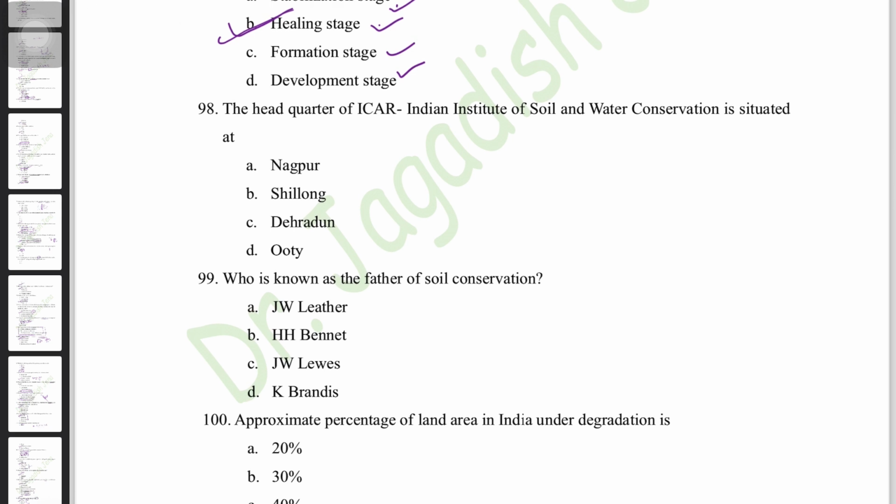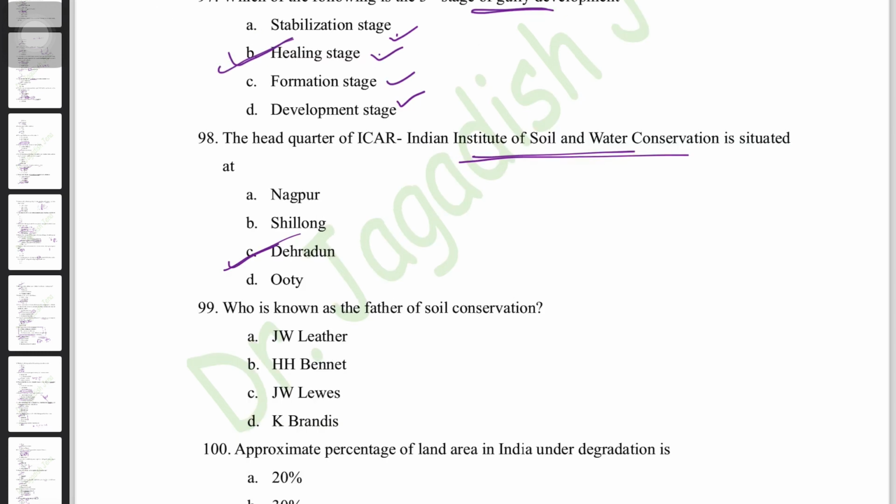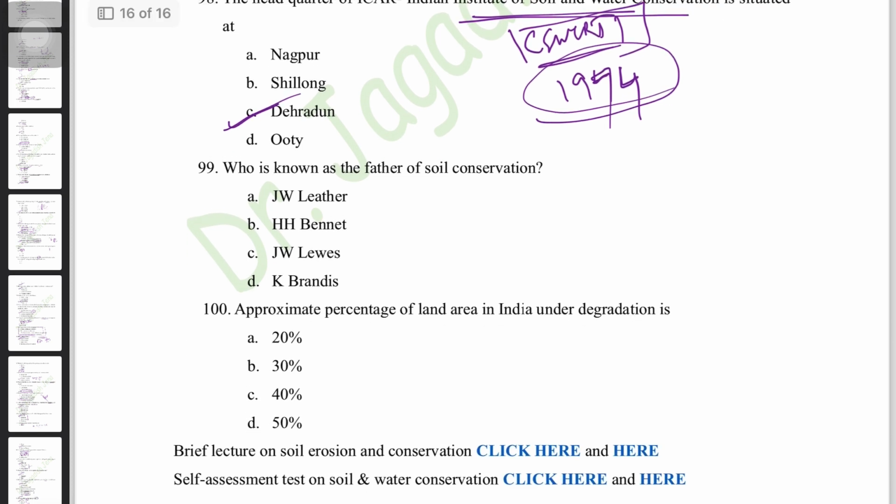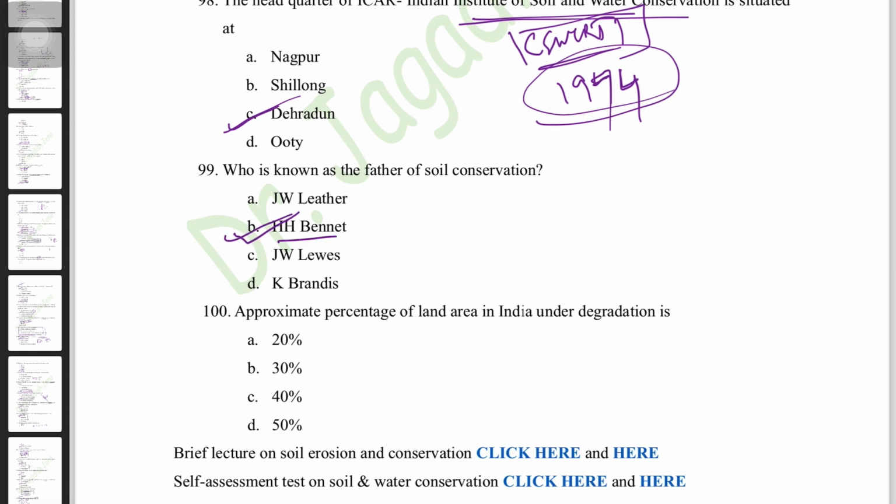Next question, the headquarters of ICAR Indian Institute of Soil and Water Conservation is situated at Dehradun. Okay, Indian Institute of Soil and Water Conservation. It was previously known as CSWCRTI, Central Soil and Water Conservation Research and Training Institute. That was the previous name of Indian Institute of Soil and Water Conservation. Okay. And it was established in 1974. This one also you can remember. Next, who is known as the father of soil conservation? H.H. Bennett. Bennett is also known as the father of soil conservation.